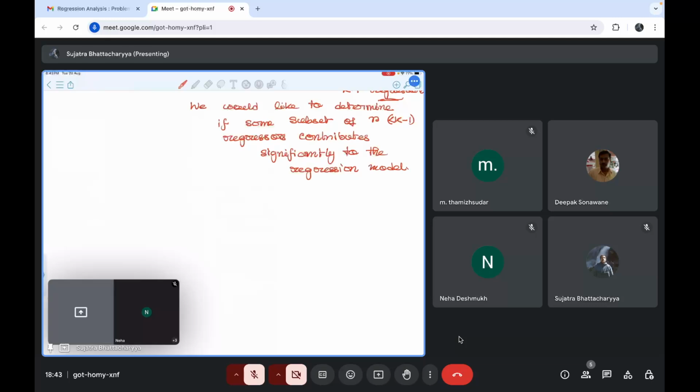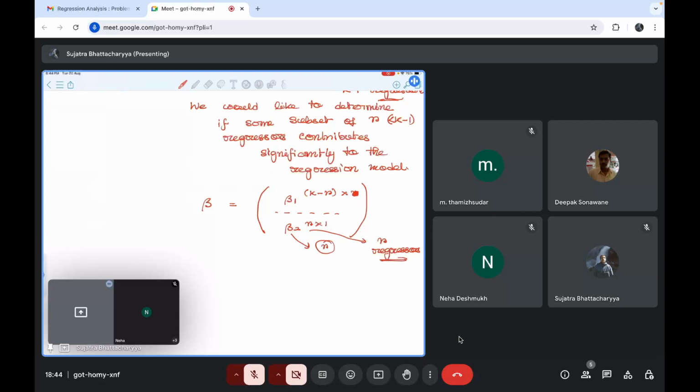I'm just writing beta in a different way. Let's say that beta 1 is a (k minus r) cross 1 vector, and beta 2 is r cross 1. This beta 2 is not one quantity; these are r quantities. Remember, these are corresponding to the r regressors, the unknown parameters corresponding to the r regressors.